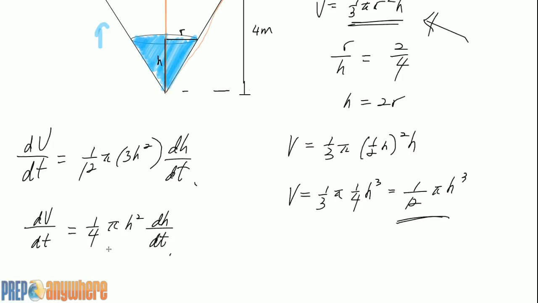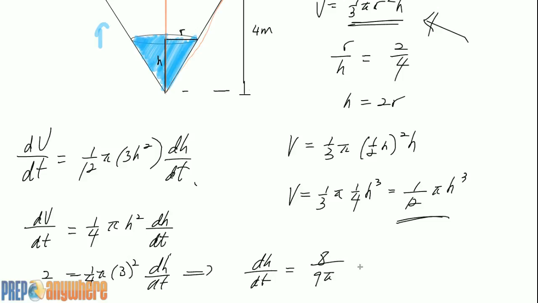We're almost done. This is given to be 2. H is given to be 3. Okay, so dH over dt is going to be 8/9 pi. Okay, and this is all in what unit? It's meters per minute, right?